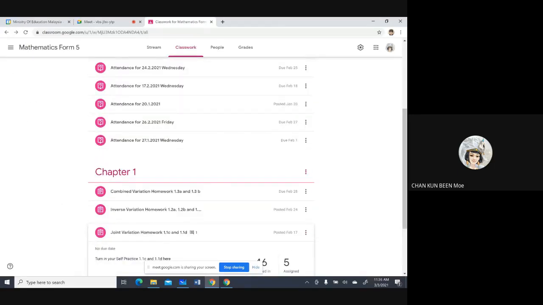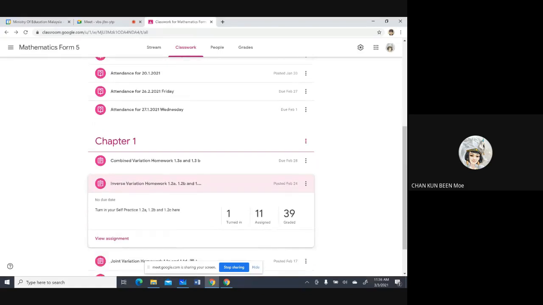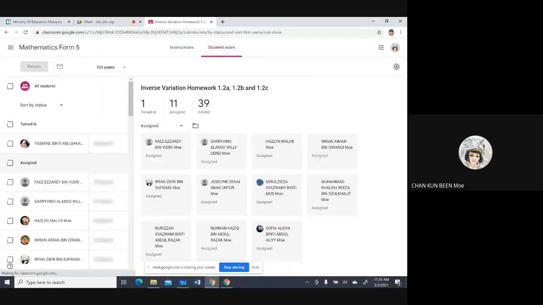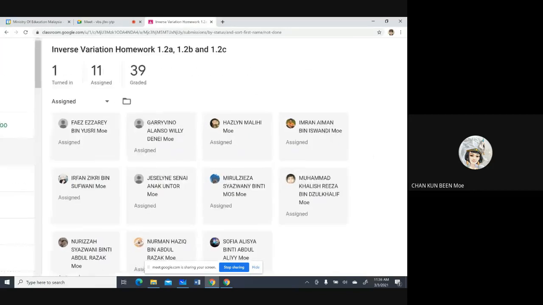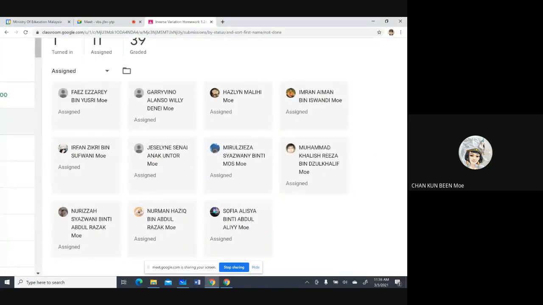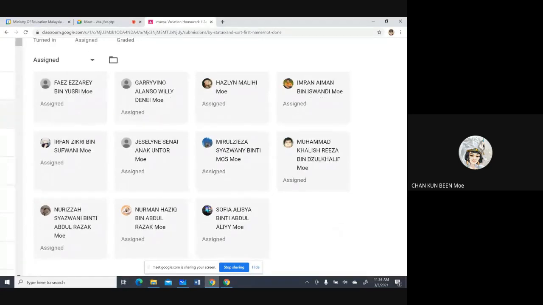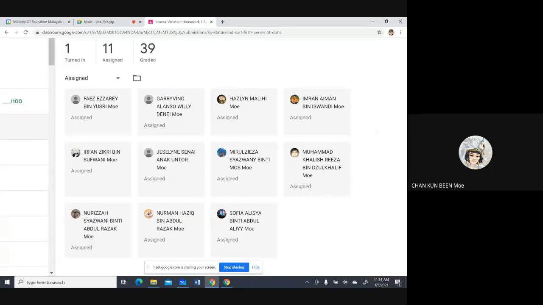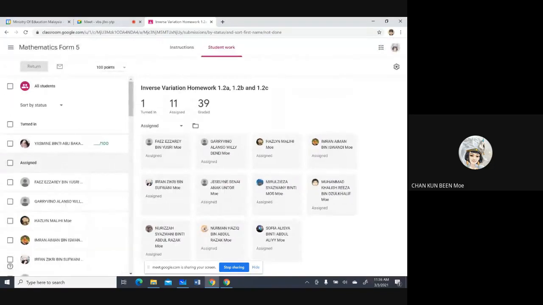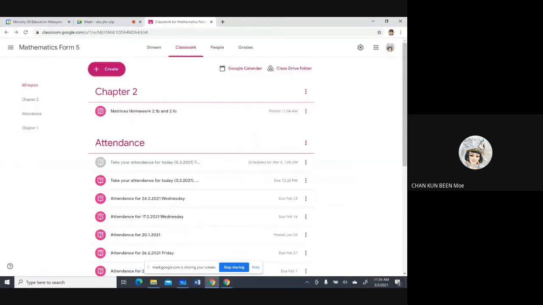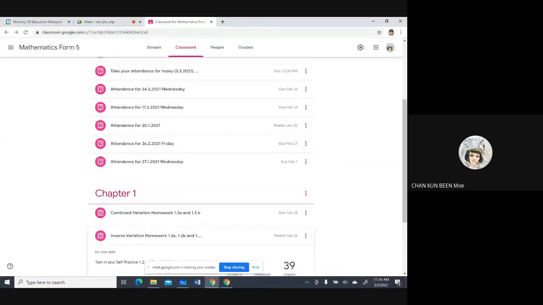Exercise 1.2A, 1.2B. Okay, one already turned in. There are still 11 here. Faiz, Gary, Haslin, Imran, Irfan, Senai, Sema, Ziza again, Kalish, Nuriza, Noman Hazik, and Sophia. Okay, be alert on this. Make sure you hand in as soon as possible.